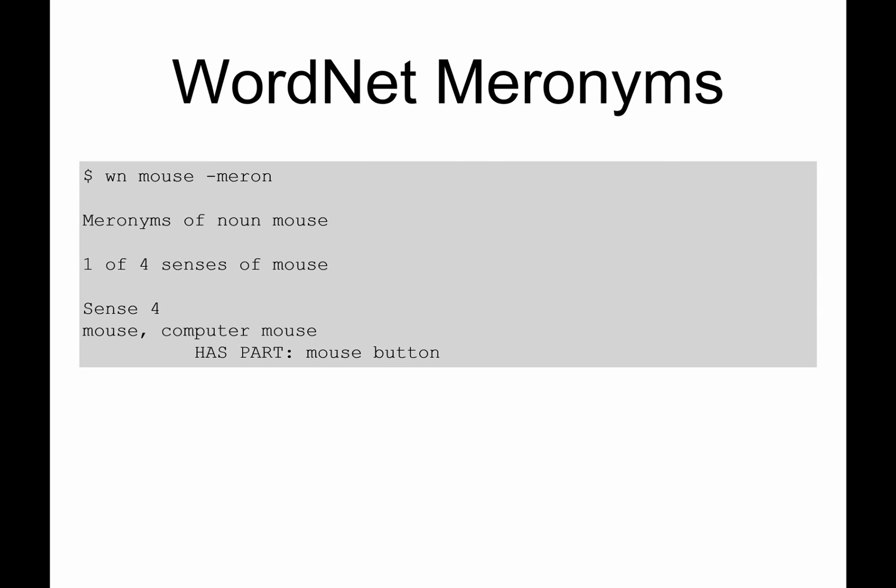You can do the same thing with meronyms. So if you remember, meronyms are about the parts and holonyms are the opposite direction. So in this case, if you're looking for the meronyms of mouse, you can find the mouse button.